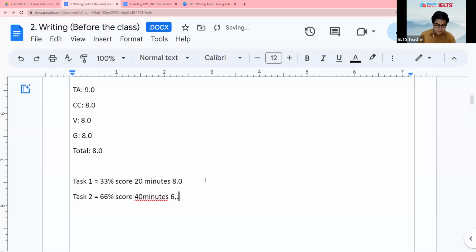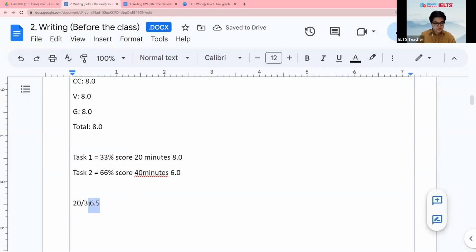So for example, you got 8.0 in task 1, and here you got 6.0. Right? So that would be 20 divided by... sorry, 3... 6.5. So that is going to be your score, 6.5.